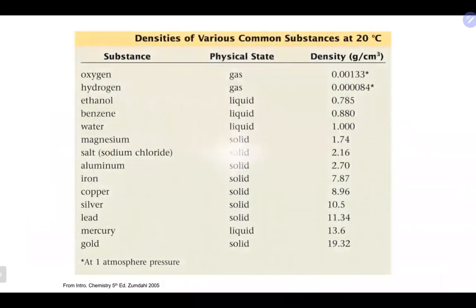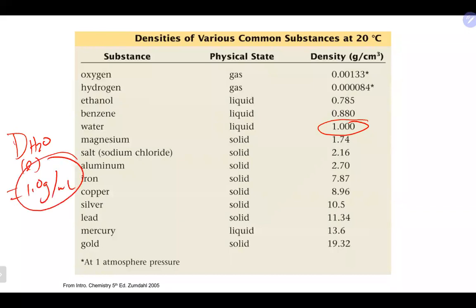Take a look at this. Here's some density of some common things, but water is one that you should know. In all, if you ever need the density of water, that's the liquid, by the way, it is 1 gram per milliliter. I will tell you that density does change with temperature. So as the temperature changes, so does the density.